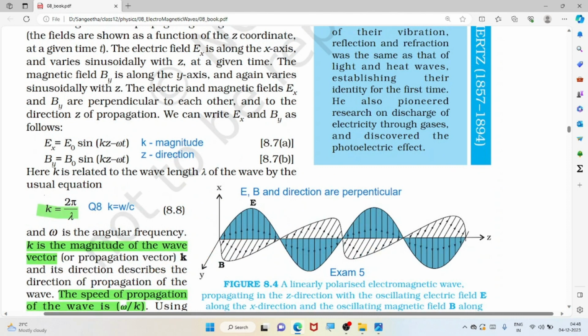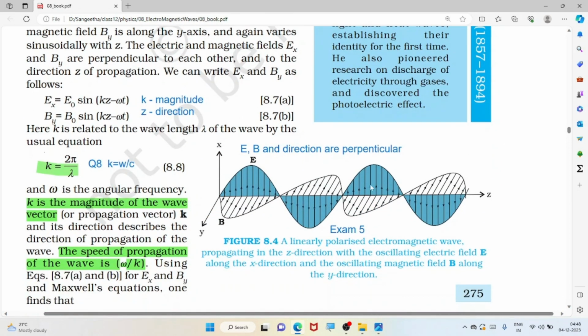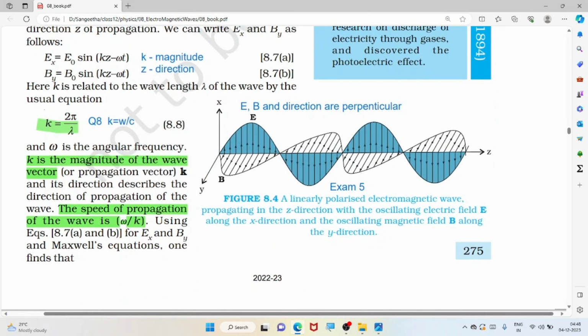This is an electromagnetic wave. Electric field and magnetic field are both perpendicular to each other, and they are also perpendicular to the direction of propagation. Okay, all the three are perpendicular. Electric field, magnetic field, and the direction of propagation, all are perpendicular. That is, one will be in x, one will be in y, one will be in z.